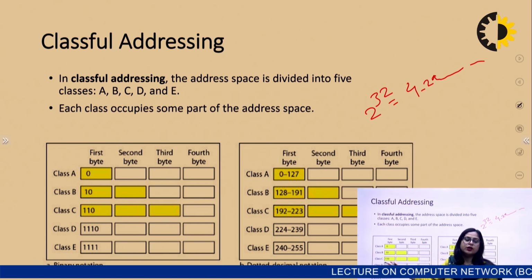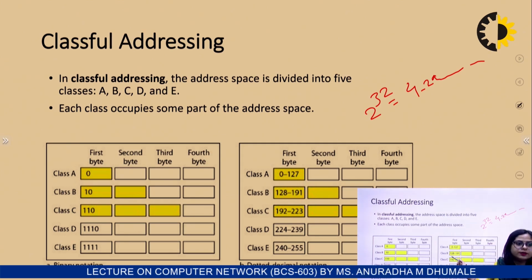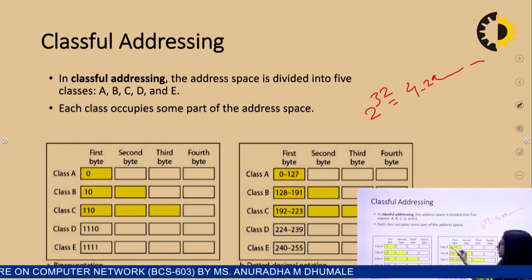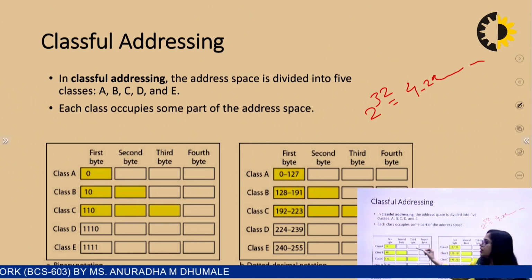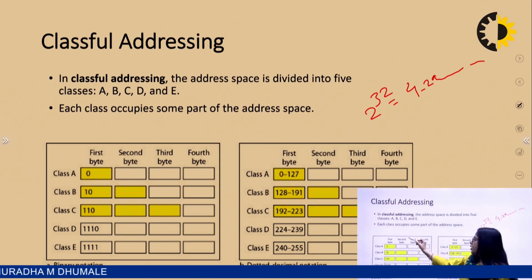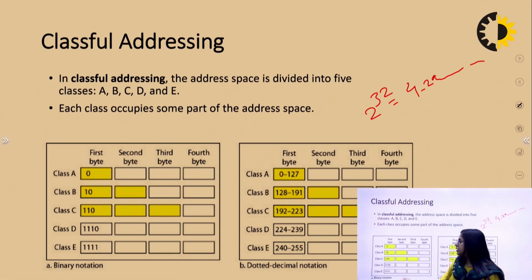Here is the binary notation for classes A, B, C, D and E, and here the decimal notation for them. There is some range for these. First we will see the binary. In class A, the 0 bit is reserved. This is the net ID, represented in the yellow part, which is 8 bits, and this is the host ID, which is 24 bits. In this 8 bits, the 0 bit is fixed.